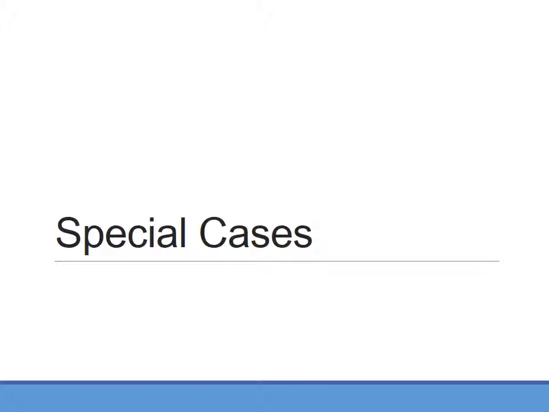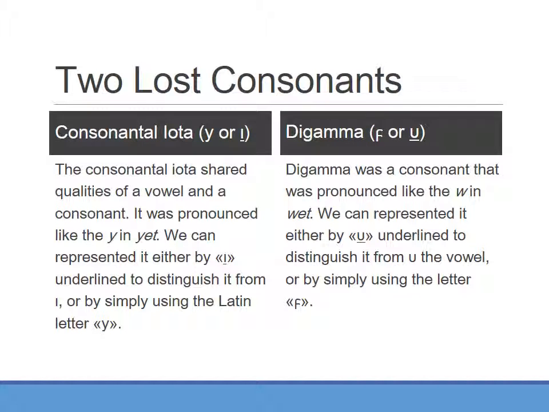We are going to conclude with a look at some special cases. Many of the special cases are occasioned by two letters that used to exist in the Greek alphabet but have fallen out of use by the time of Koine Greek. These are known as consonantal iota and digamma. Here are our two lost consonants, consonantal iota and digamma.